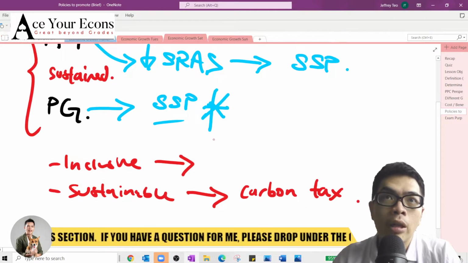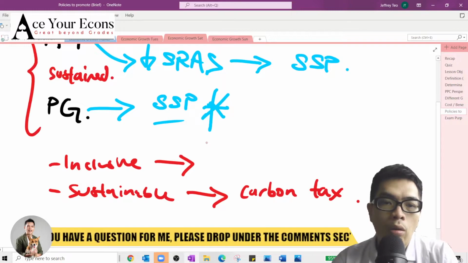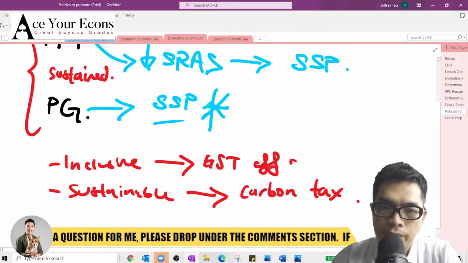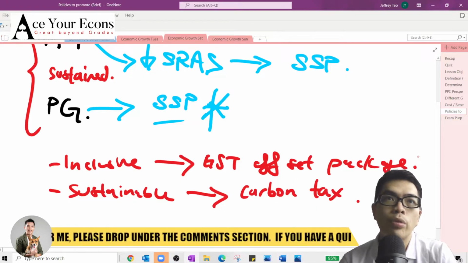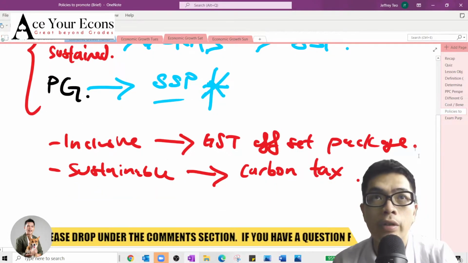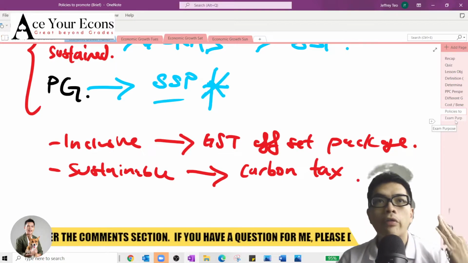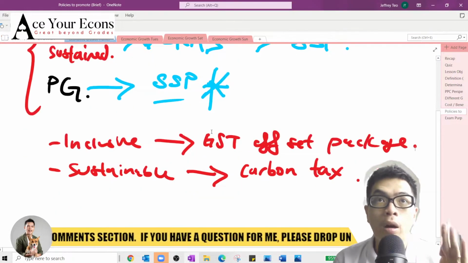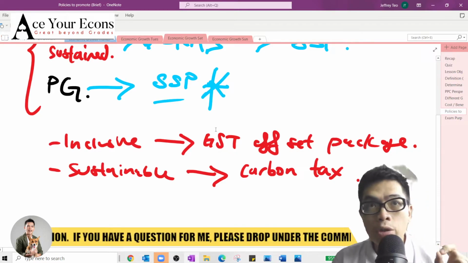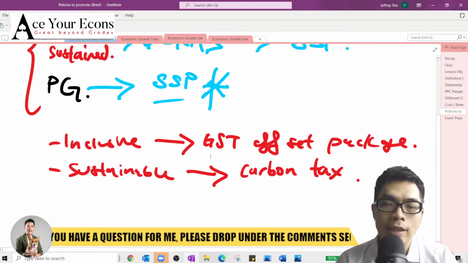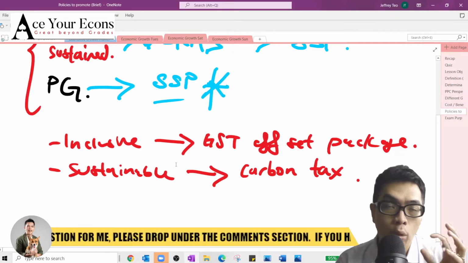Inclusive growth, we are looking at redistribution of income. Minister Wong mentioned that there will be a GST offset package. This is highly redistributive in nature. The lower income earners will receive GST offset packages to offset the higher cost of living. So for sustainable and inclusive growth, there is the need of a third policy. This is what I meant. When you're revising inclusive and sustainable growth, make sure you're familiar with some of the policies that were mentioned, especially sustainable. Mainly they are related to negative externalities based questions or policies.